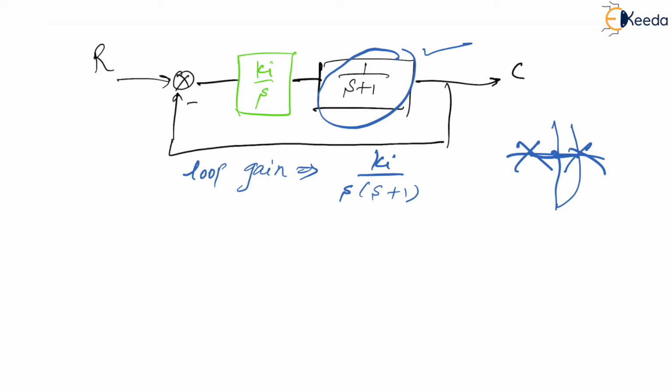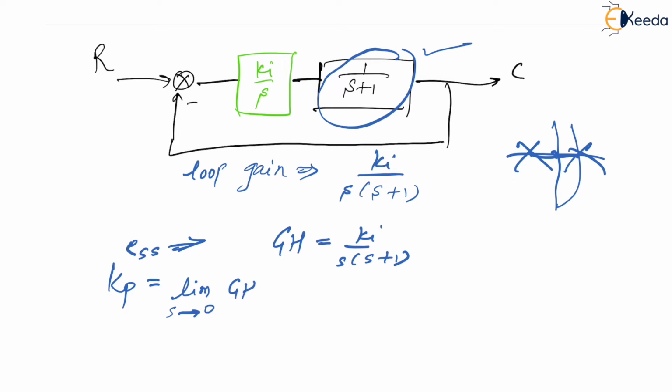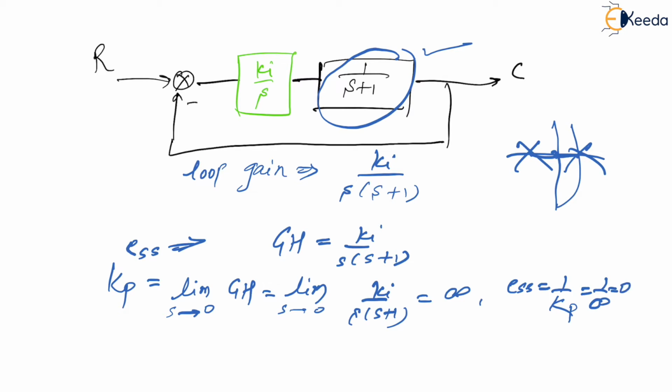Now, what is the advantage? It may become unstable, definitely. But what is the advantage? For that, let me think of steady state error, ESS. Let us find Kp. Your GH is Ki upon S into (S plus 1). Kp is limit as S tends to 0 of GH, which is limit as S tends to 0 of Ki upon S into (S plus 1), which is equal to infinity. So ESS is equal to 1 by Kp, which is 1 by infinity, which is equal to 0.